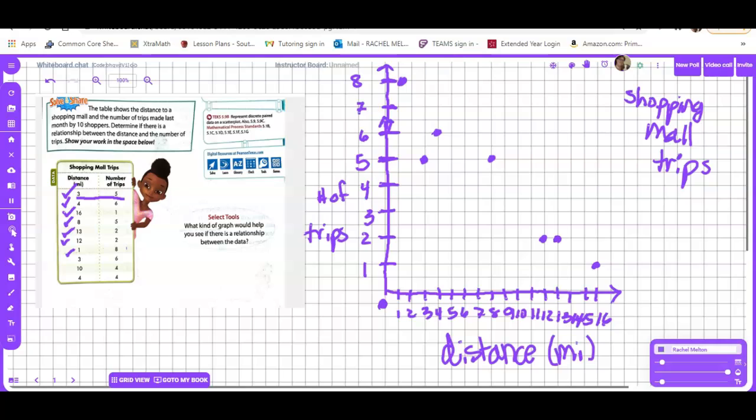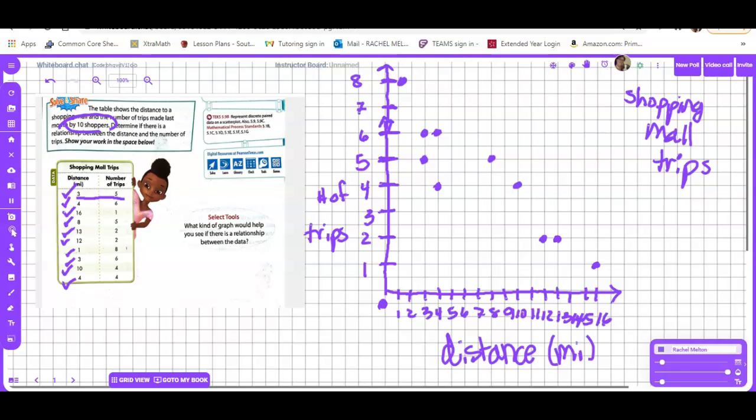Then we have a 3 and 6, a 10 and 4, and a 4 and 4. Now remember, they said there's 10 shoppers, so I'm going to count 1, 2, 3, 4, 5, 6, 7, 8, 9, 10. Okay, good. I have 10 dots. If I didn't have 10, then I would have missed one over here, and I would need to see which one I missed. So when you're looking at that, do you see a trend?